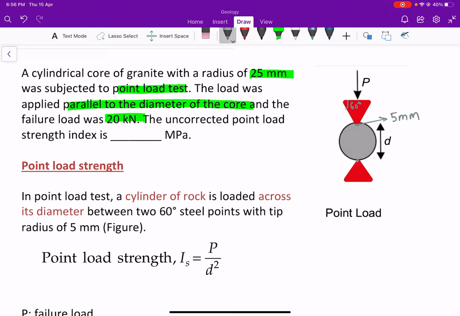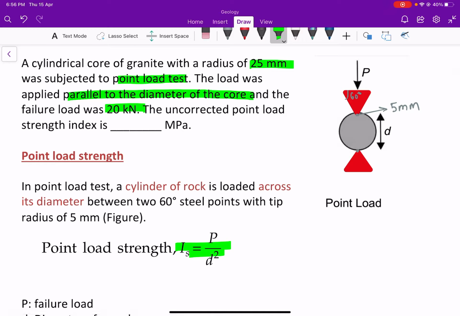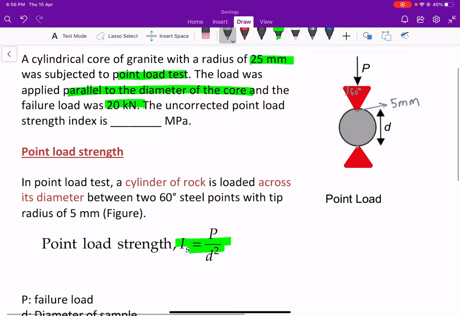So the point load strength is given by P upon D square, where P is the failure load and D is the diameter of the sample. Here we have to find the point load strength index in megapascal. Given the radius of the sample is 25 millimeter, the diameter will be 2 into radius, that is 2 into 25 millimeter, which equals 50 millimeter.